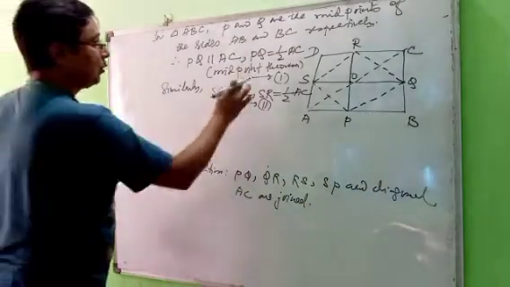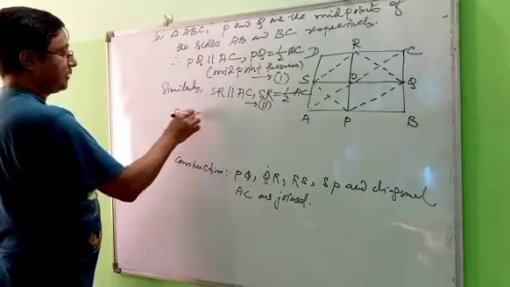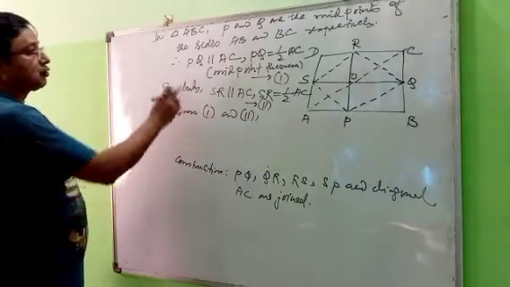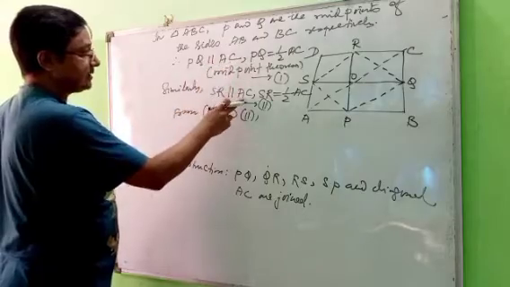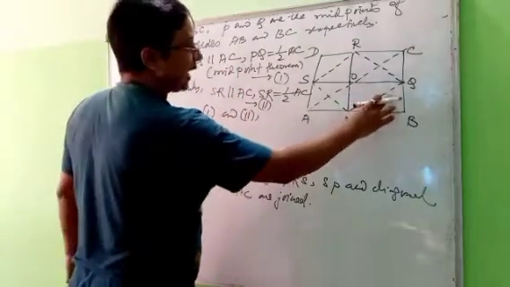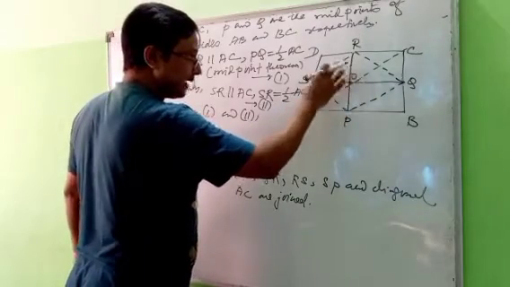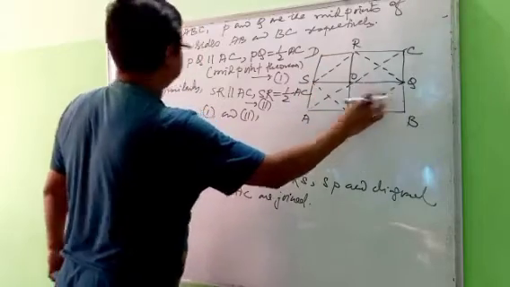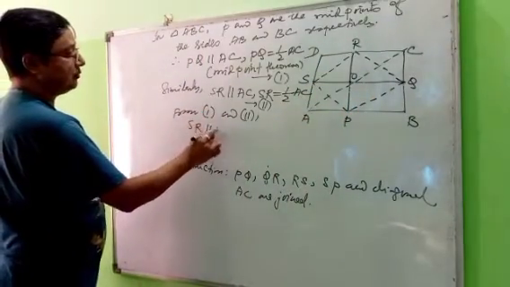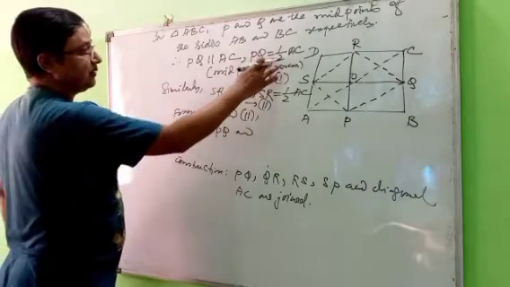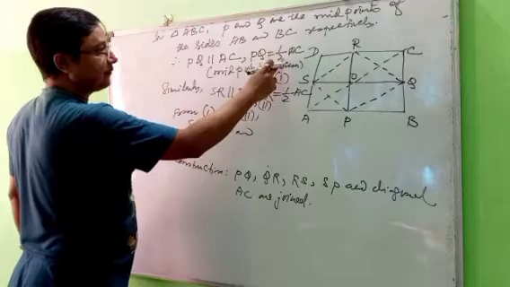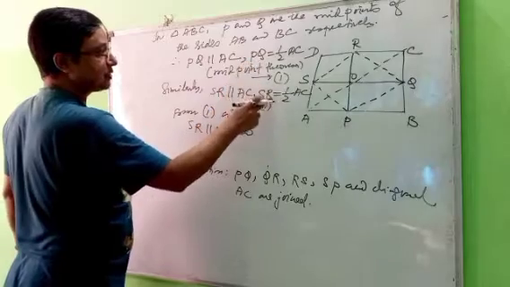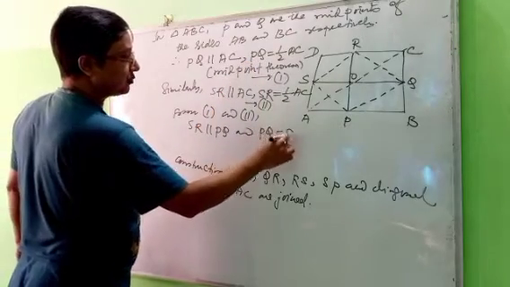Now, comparing these two equations, from equation 1 and equation 2, you have got PQ is parallel to AC, AC is parallel to SR. So these two lines PQ and SR, both the lines are parallel to AC. In that case, SR is parallel to PQ. And between these two equations, PQ equals to half of AC, SR is half of AC. So that means PQ equals to SR.